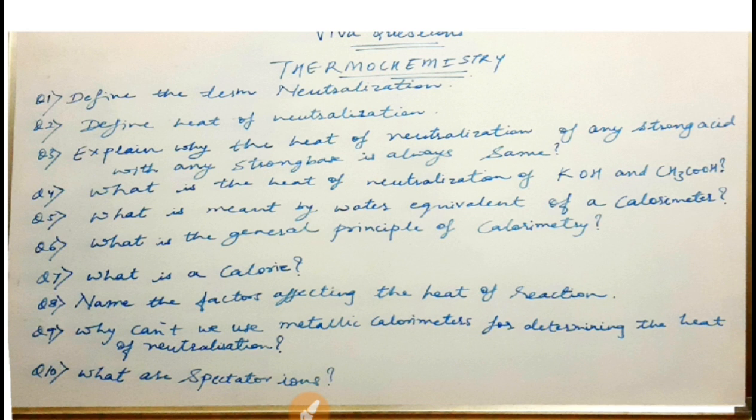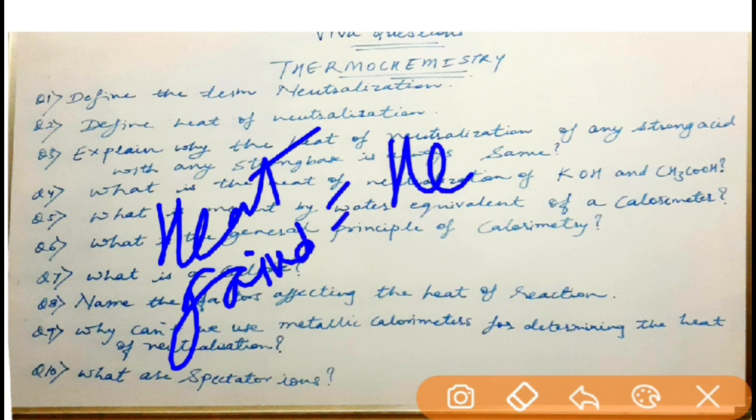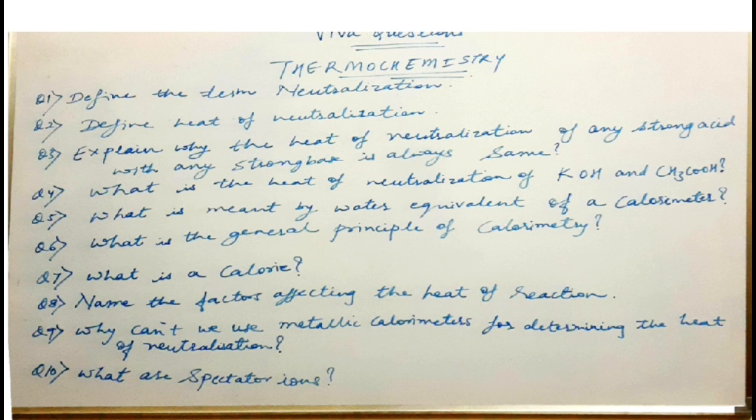Then check out the next one. What is the general principle of calorimetry? It's a simple principle there. The principle says heat gained is equal to heat lost. So that is the conservation of heat case. It deals with the principle of calorimetry.